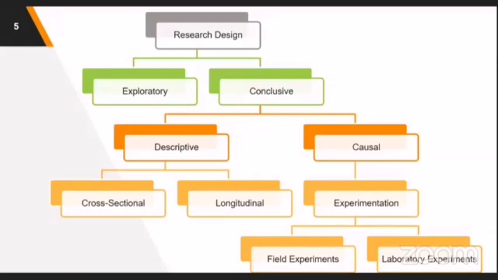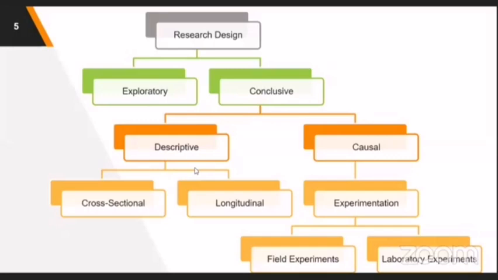Aside from the exploratory, we also have the conclusive. Conclusive in the sense that we have different kinds of evidence. In the conclusive type of research design, we can categorize it as either descriptive or a causal research design. In the descriptive approach, there is also the longitudinal. The causal type of research design is made through experimentation, either field experiments or laboratory experiments. I'm going to discuss this one by one.